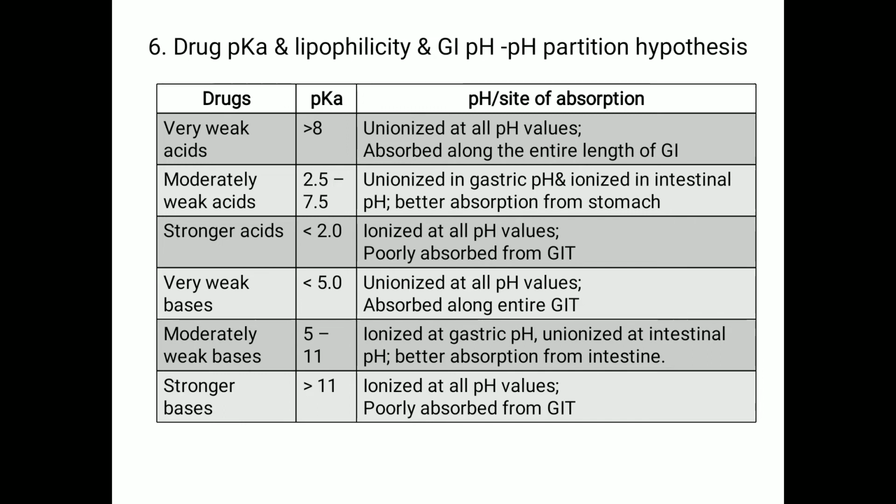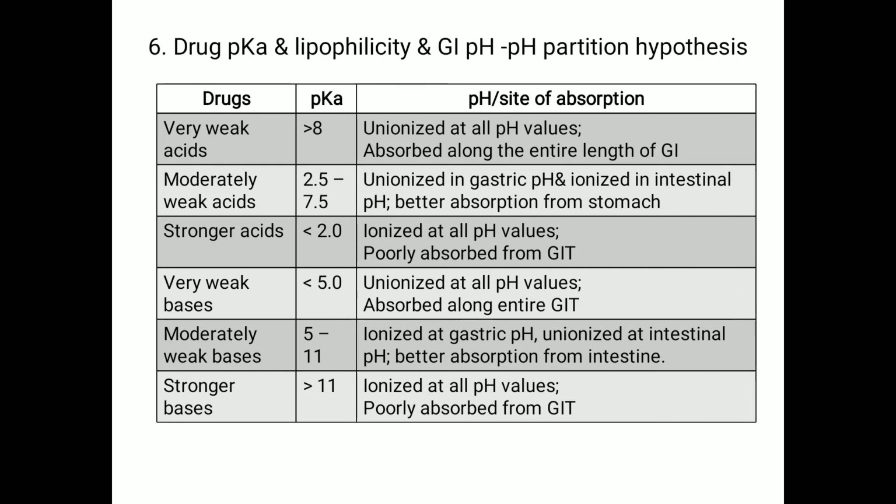Okay, so here in the table we can see that if a drug is very weakly acidic, whose pKa is greater than 8, then it will remain unionized at all pH values, and therefore it will be absorbed along the entire length of the GI tract. One important point to note is that for drug permeation, the drug must be in its unionized form, and that's why a very weak acid, which remains unionized at all pH values, is absorbed from the stomach as well as the small intestine and large intestine. There is no specific site of absorption for such drugs.